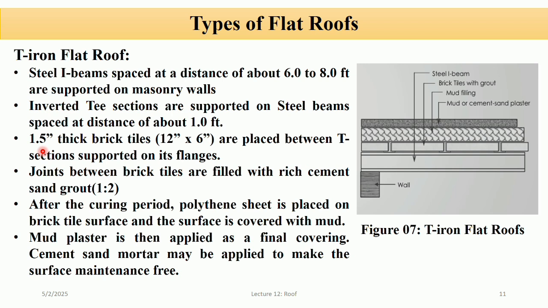So after that, 1.5 inch thick brick tiles of size 12 cross 6 inches are laid between the T iron and the flanges. You can see this is the brick tiles. After that, the gaps between the brick tiles are filled with rich cement sand grout in a ratio of 1:2 to bind and seal the surface. This ensures strength and water resistance.